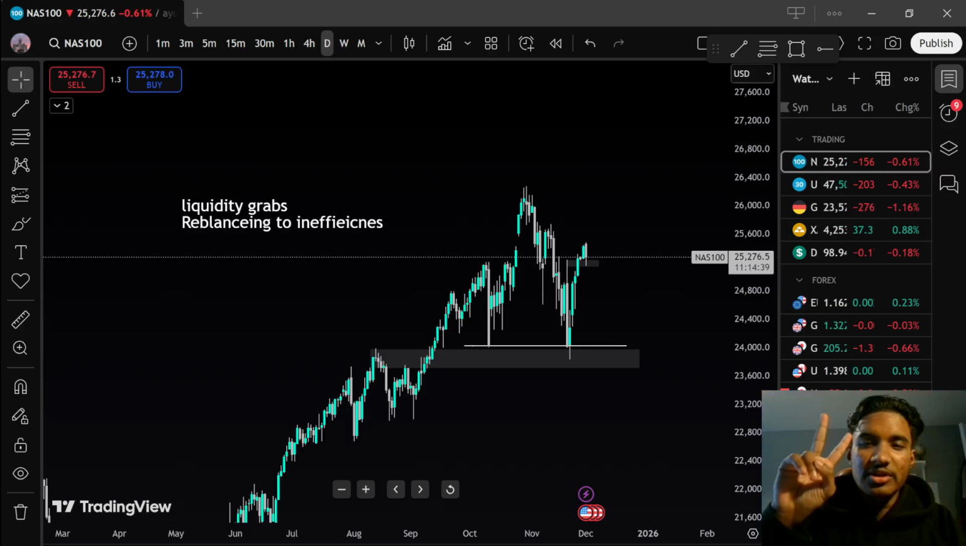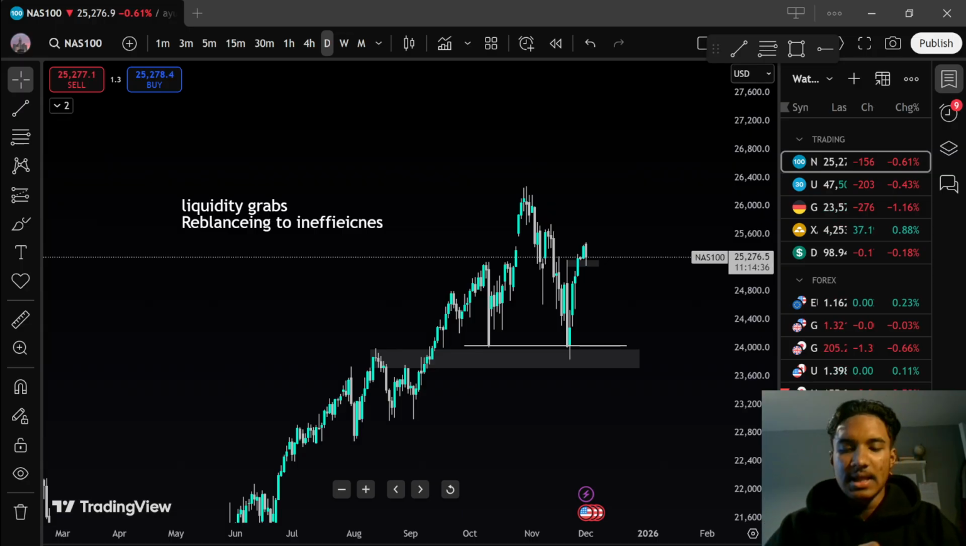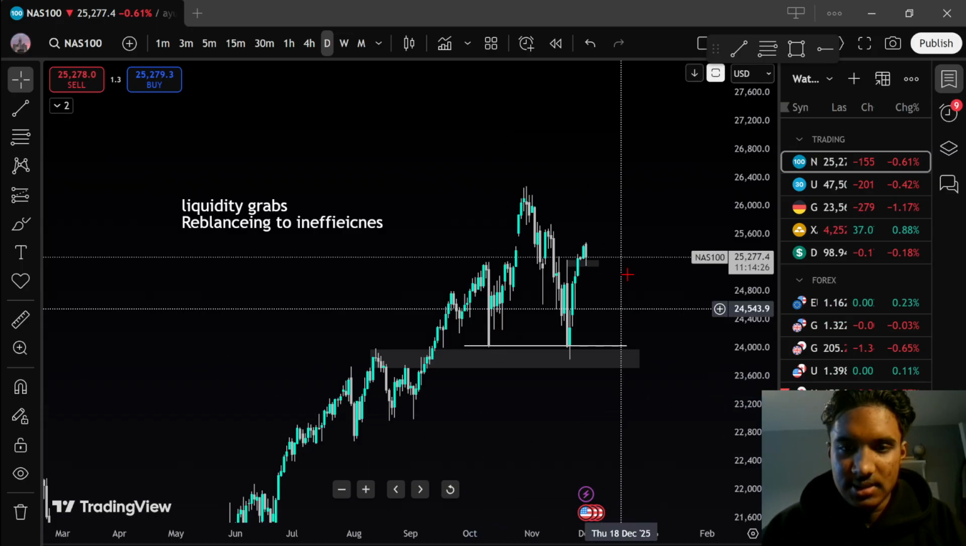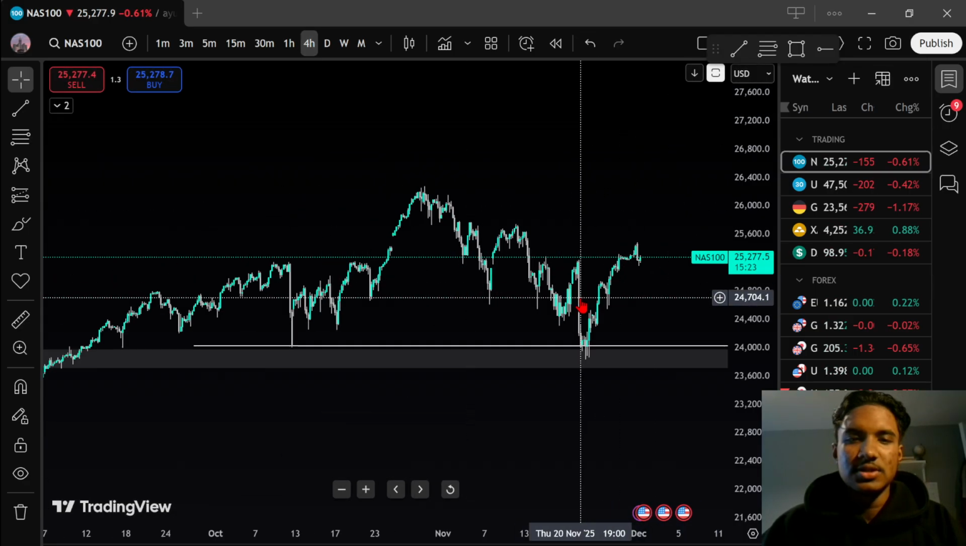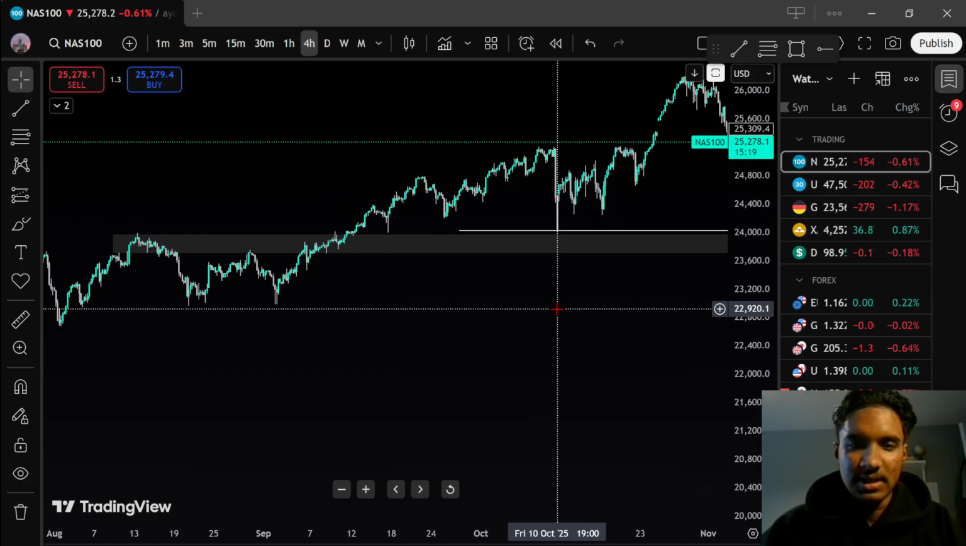These are the only two things that the market does to move price. The only two, there's no other way. So the first way is the liquidity grabs. The market always needs to grab liquidity before it can actually move. So let's just go over it.